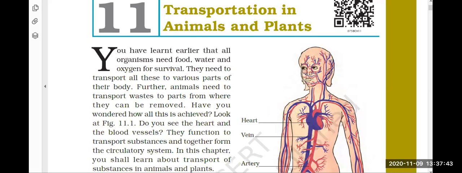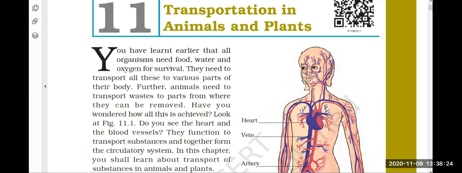But my question would be, if oxygen is exchanged in the lungs, how can all the other body parts receive oxygen? We have already got a basic idea that it is through blood. Blood carries oxygen throughout our body, and it carries carbon dioxide back, through blood vessels.